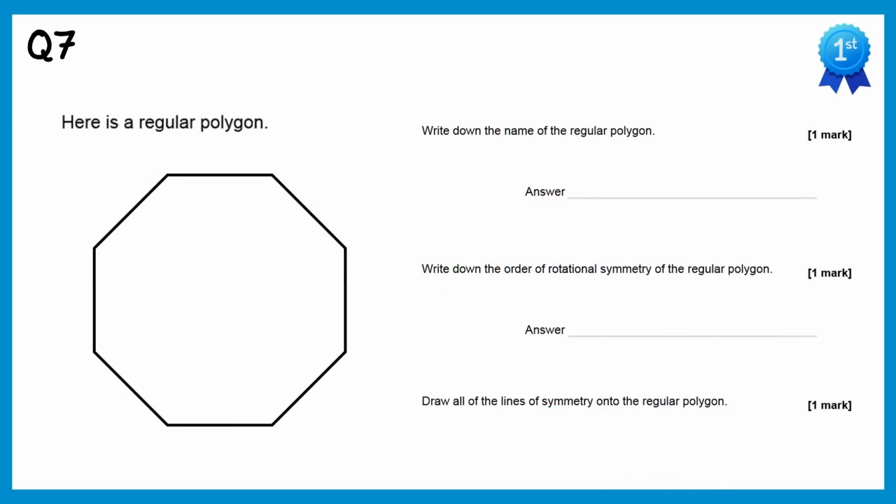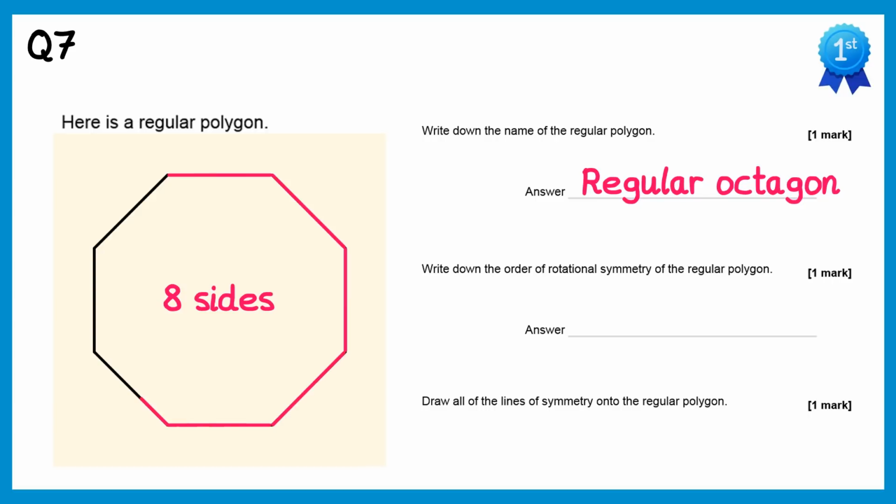This regular polygon has 8 sides, therefore it must be a regular octagon. When we're doing the order of rotational symmetry, the easiest thing to do is trace the shape. You can then turn the shape through 1 full turn and count how many times it fits to itself.